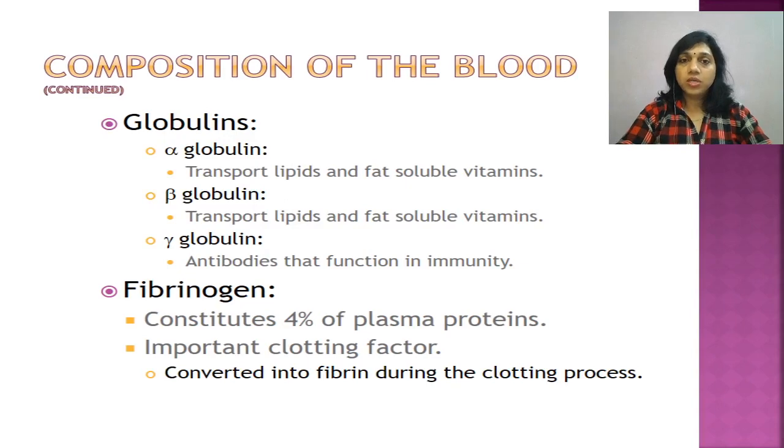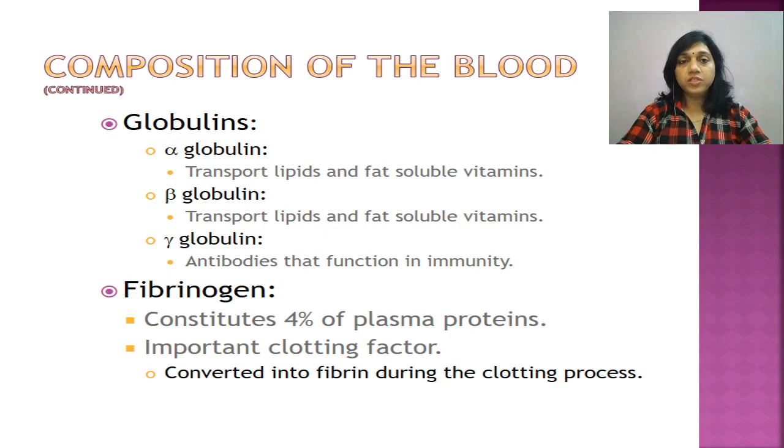The second important protein of plasma is known as globulin. Globulins are of three different types: alpha globulin, beta globulin, and gamma globulin. Alpha globulins are used in the transport of lipids and fat soluble vitamins. Beta globulins are also used for the transport of lipids and fat soluble vitamins. And gamma globulins are used for the production of antibodies that function in the immune system of our body.